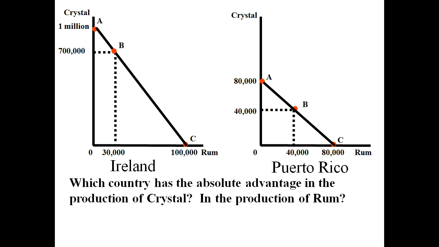So which country has the absolute advantage in the production of crystal as well as the production of rum? If they maximize their use of resources, it looks like Ireland can make more crystal as well as more rum, because they can make 100,000 rum and 1,000,000 crystal. Puerto Rico can only make 80,000 rum and 80,000 crystal. So it is Ireland who has the absolute advantage in the production of crystal as well as rum.